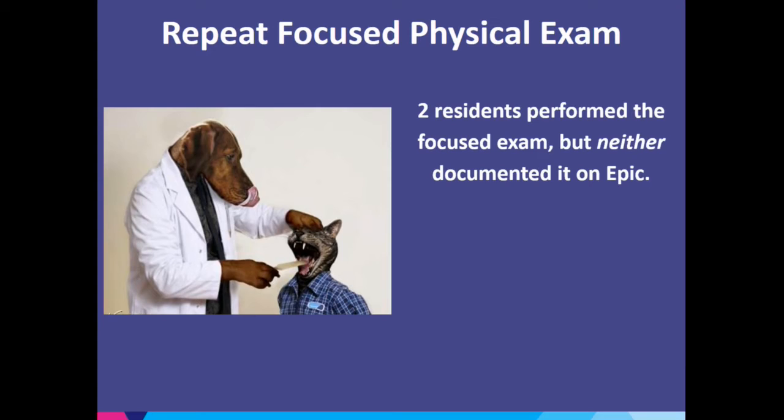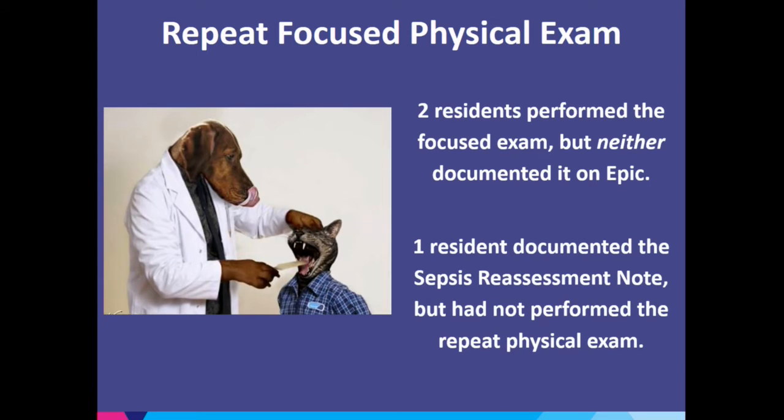As for the repeat physical exam though, only 2 residents actually performed it. When I made the patient hypotensive after they gave the fluids, 2 residents went back and reassessed the patient. Neither of them documented in the chart, even though I had them go back and put in orders and stuff. So I feel like we are doing this in real life, and for some reason we're not reflecting it.